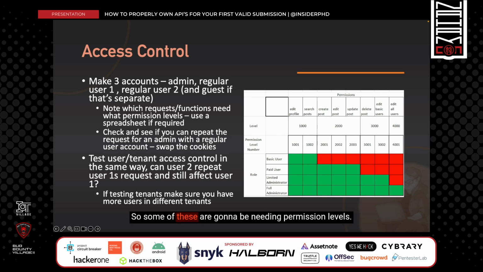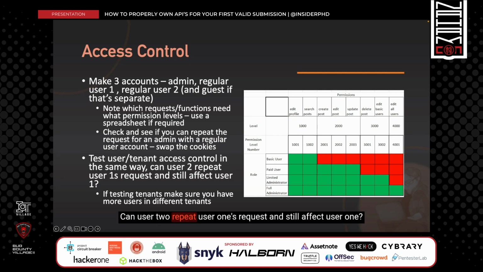So some of these are going to be needing permission levels. Now, anytime you're looking at really complex, you're going to need a spreadsheet, and you're going to need to note down what permission levels you have to have. And essentially, even if you're testing other users, tenants, or more complex permission levels, especially when you start assigning permission levels, you're essentially doing the same thing.